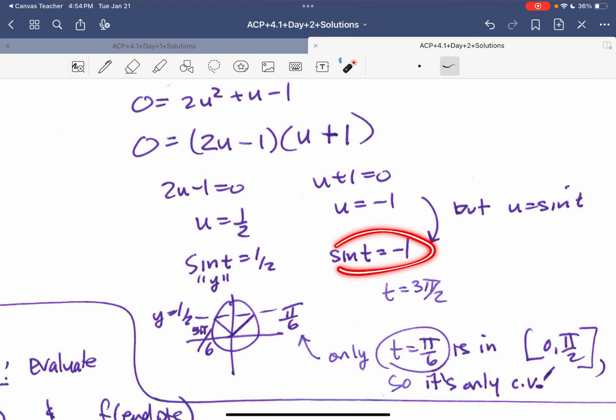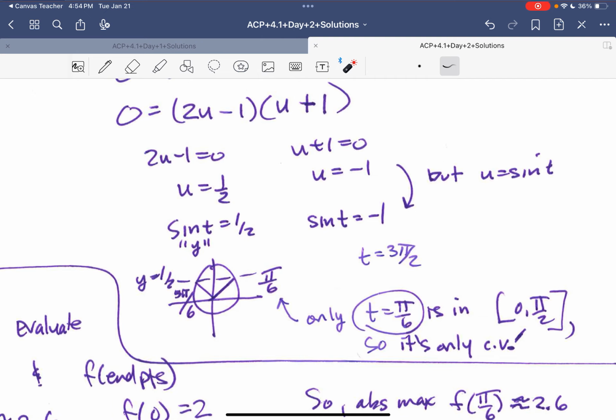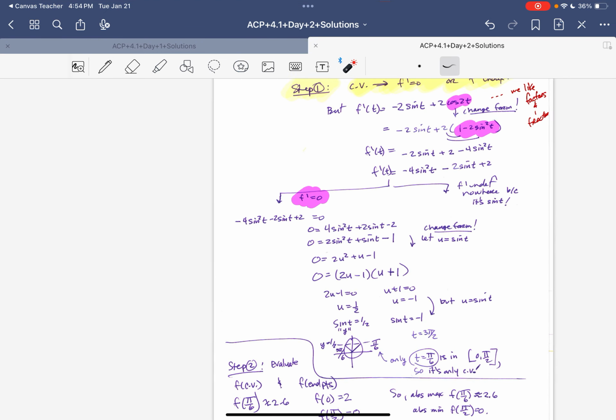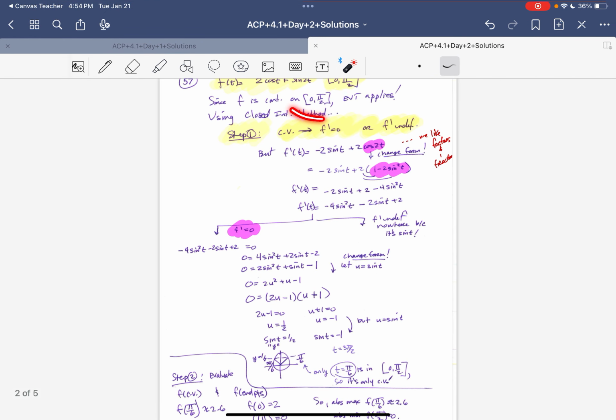All right, here, where do you get negative 1? Well, I know my quadrantal angles. That's just 3 pi over 2. So then I go up here and look up here. Do you see that 3 pi over 2 is not in here? A negative pi over 6 is not in here. So the only possible value is pi over 6, the only one that's inside our interval.